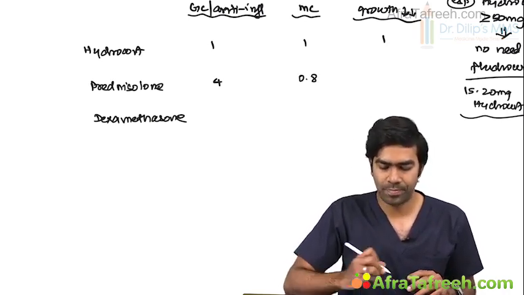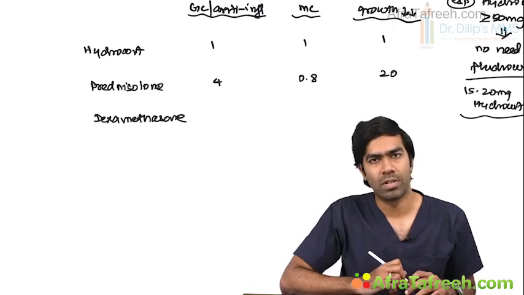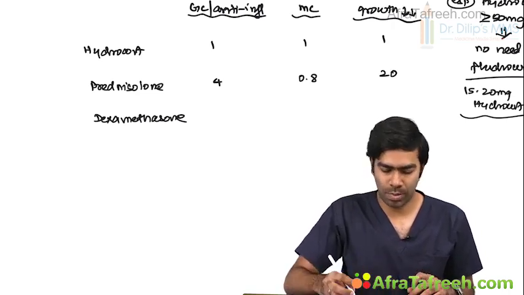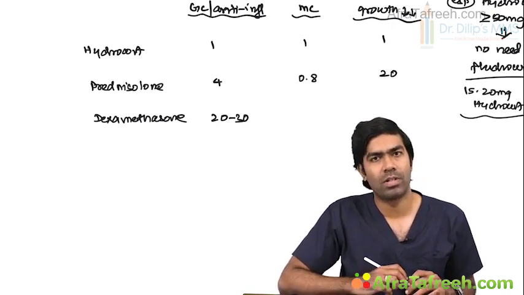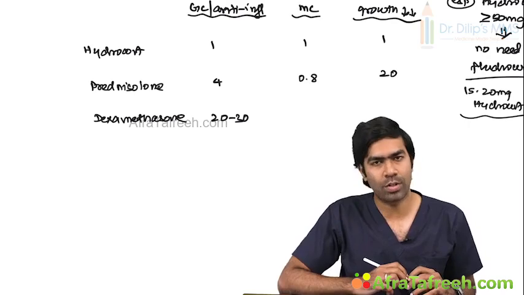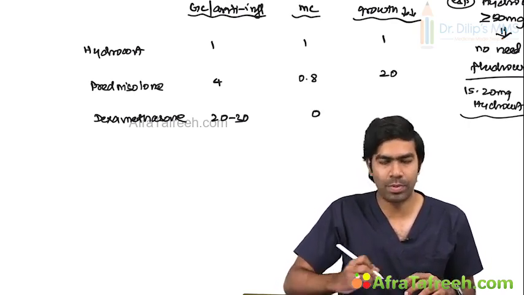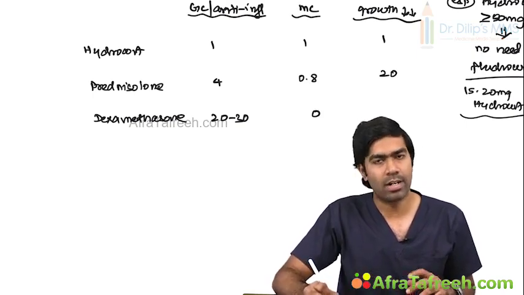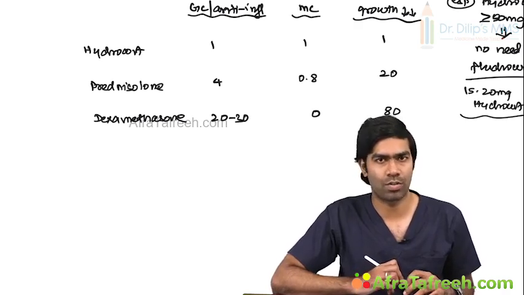but lesser mineralocorticoid effect, but almost 20 times more growth suppressing effect compared to that of hydrocortisone. Dexamethasone is the most powerful glucocorticoid known. So it's going to have 20 to 30 times more effect compared to that of hydrocortisone, but it has no mineralocorticoid effect, and growth suppression effect is almost 80 units compared to that of hydrocortisone.